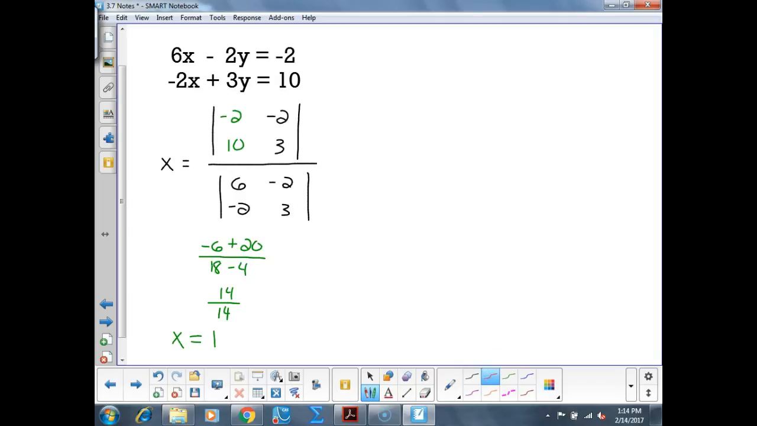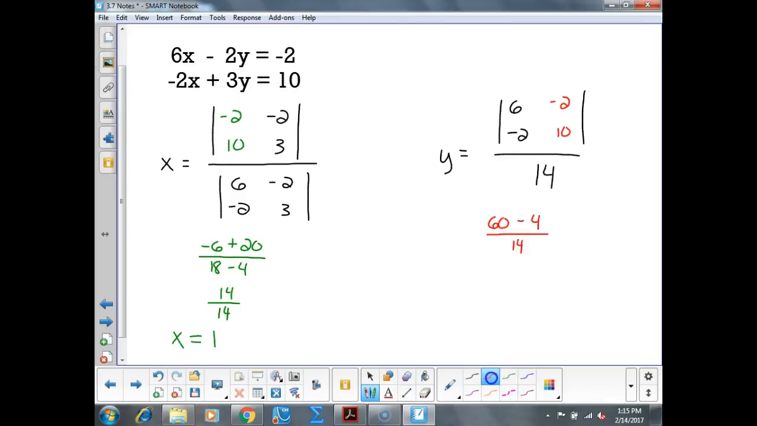Then I go over to solve for y. Now, instead of replacing the x coefficients, I will replace the y coefficients with the numbers. And the bottom, I already know, is going to be 14. Okay? So then I get 60 minus 4 all over 14. So that's 56 all over 14. So y here is equal to 4.